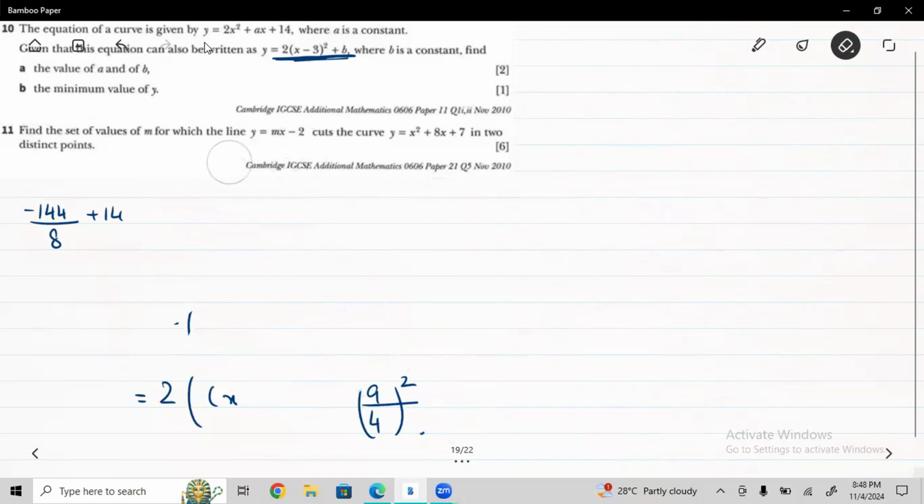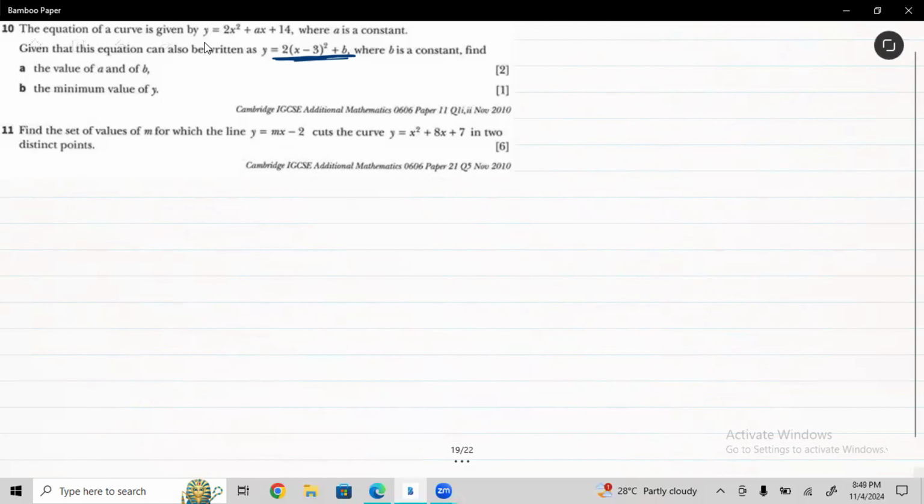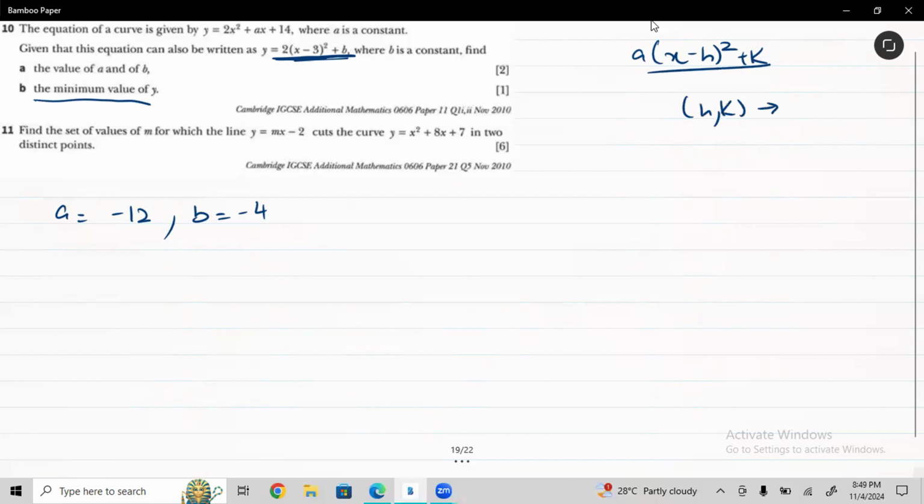For part B, they've asked us the minimum value of y. Before we proceed, let me quickly write the a and b values. So we know that a is equal to negative 12 and b is equal to negative 4. Now they've asked us the minimum value of y. We have already discussed, especially in the previous lecture, that when we get any equation in the form a(x minus h) whole squared plus k, the h and k values are actually the stationary point.